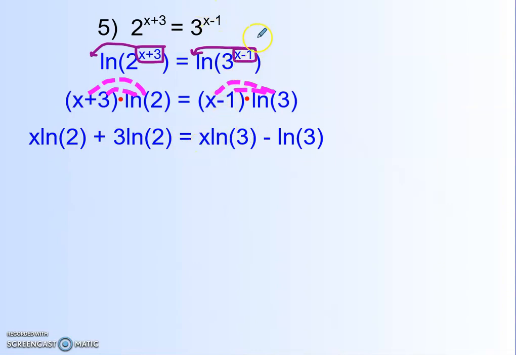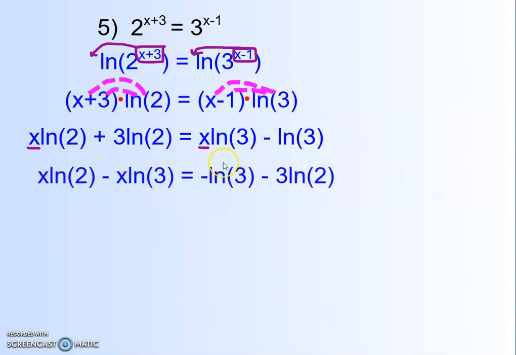And there's an x right here, and there's an x right here. I want those x's together. I'm going to move them to the left side. I'm going to take this 3 times the natural log of 2, move it to the right side. I want my x's together. And now I'm stuck. Look at this. I can't combine them. They're not like terms, even though they both have an x. This is the natural log of 2. This is the natural log of 3.